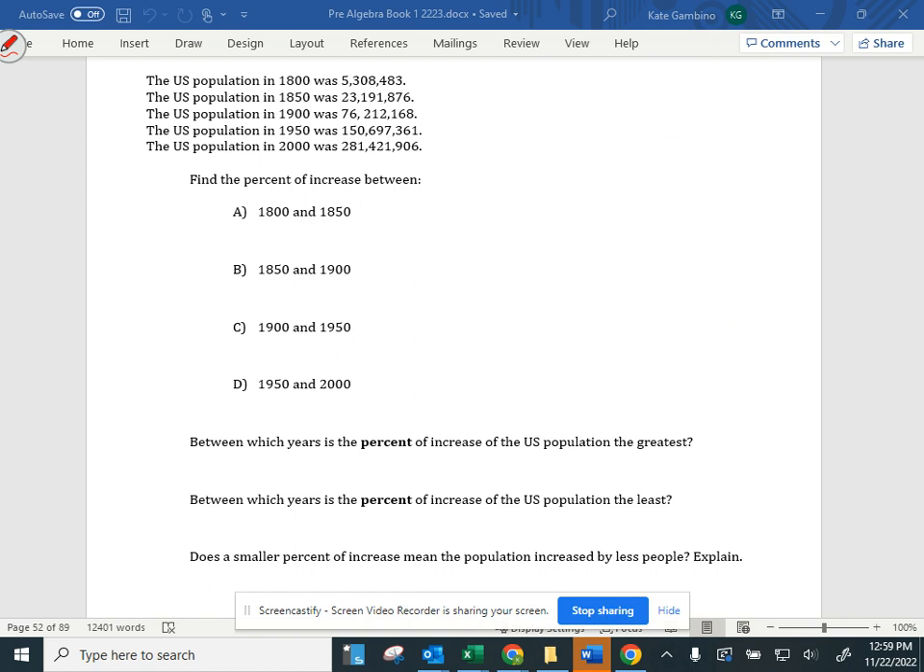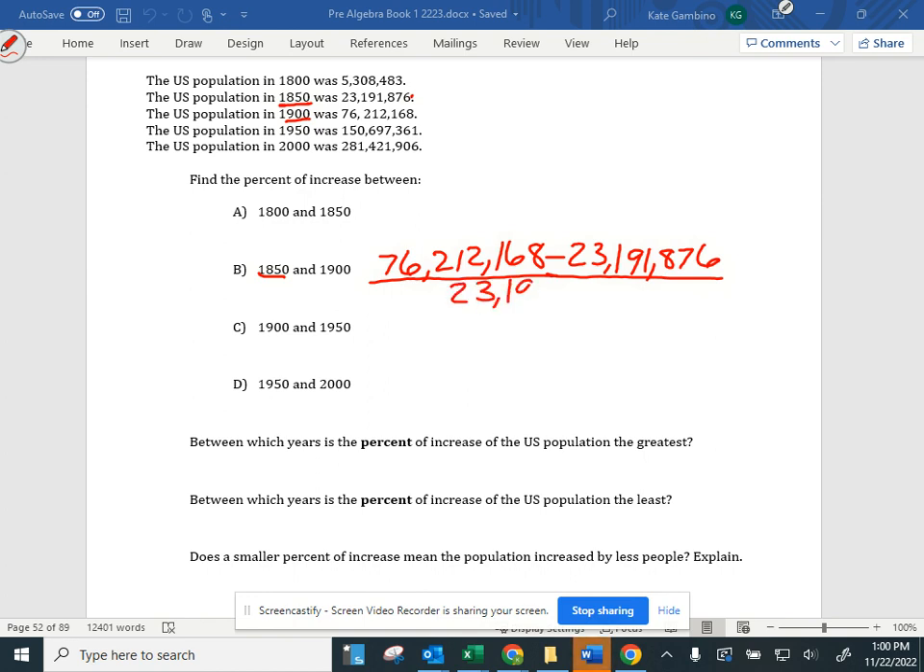So for B, we had 1850 and 1900. I'm going to start with my big number, 76,212,168. I'm going to subtract the smaller number, 23,191,876. And then my original was 1850, so I'm dividing it by the 23,191,876. For our answer, if you do that math correctly, you get 229%.